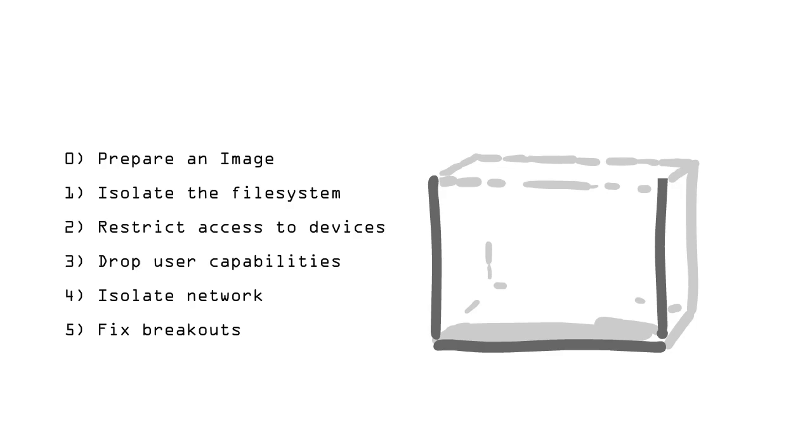But what do we need? We need an image, of course, because that's the program we want to run. And then we want to isolate this image from our host. We want to restrict access to devices like our hard disk. And then we want to lower our user privileges in order that this container can't affect our own system. Same for network. And then we have to deal with some of the breakouts, right?